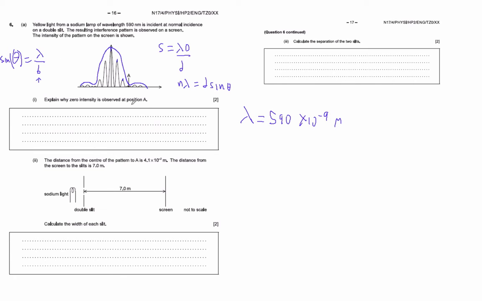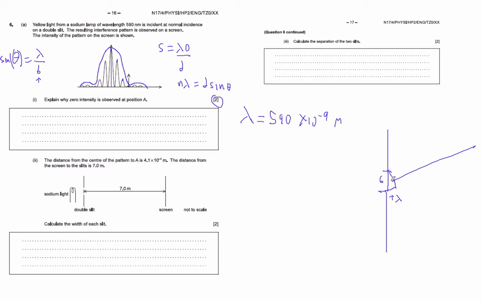Explain why zero intensity is observed at position A. This has to do with the single slit diffraction pattern, so due to one of these slits. It is the width of that slit, that's our b there. If you recall with a single slit, there's light going through the middle, and that is going to be a half a wavelength difference from the edge. If we draw the little triangle here, this becomes a wavelength, and b is this distance here.